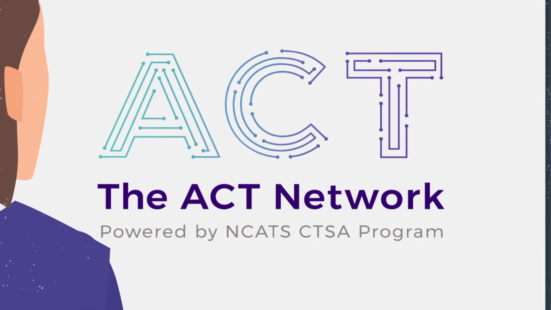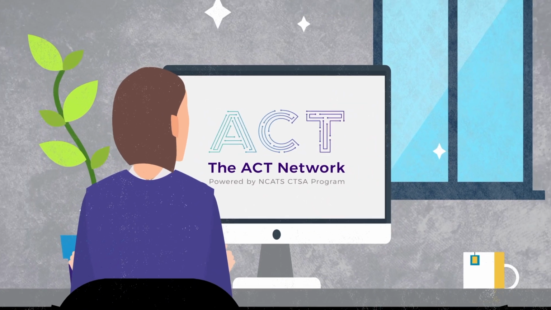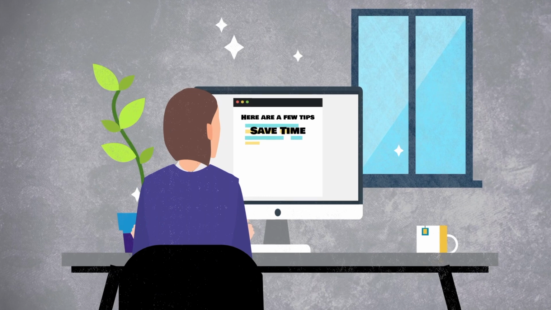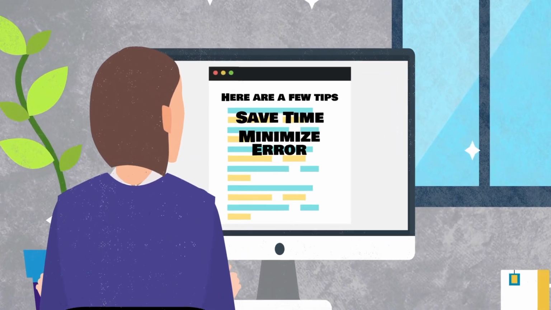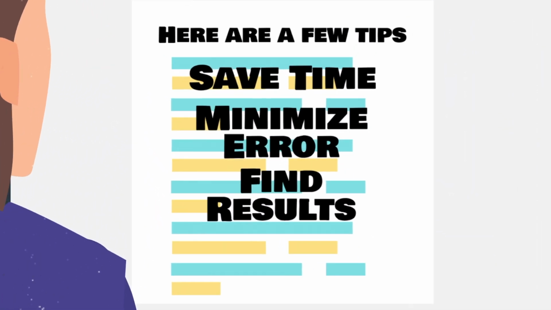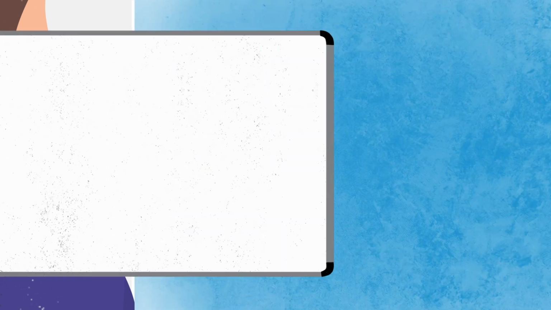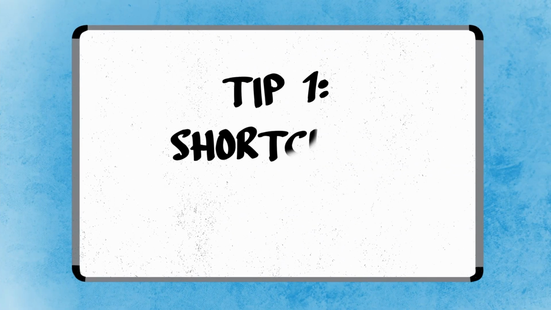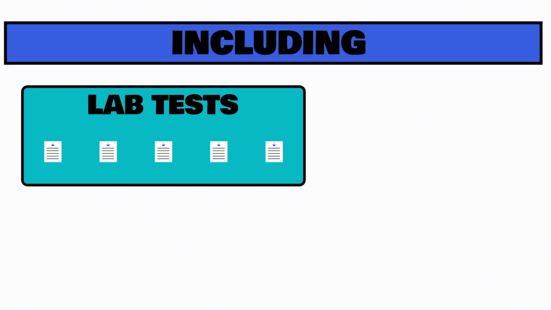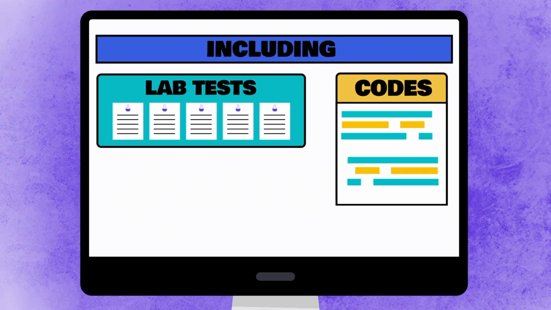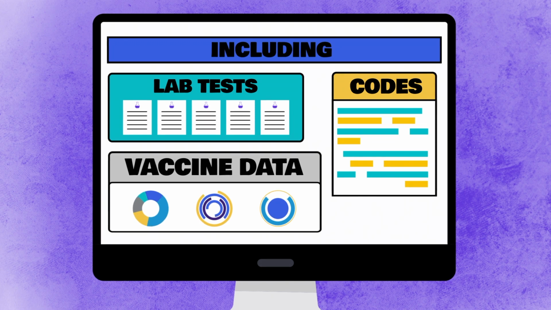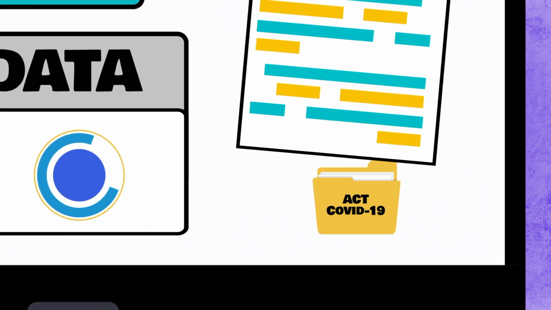Using ACT's new, easier-to-use web client to run COVID-related queries, here are a few tips that'll help you save time, minimize error, and find the results you're looking for. Tip 1. There's a shortcut to find the most common COVID search concepts, including diagnostic lab tests, diagnosis codes, and vaccine data. Click the ACT COVID-19 folder to see these time-saving search concepts.